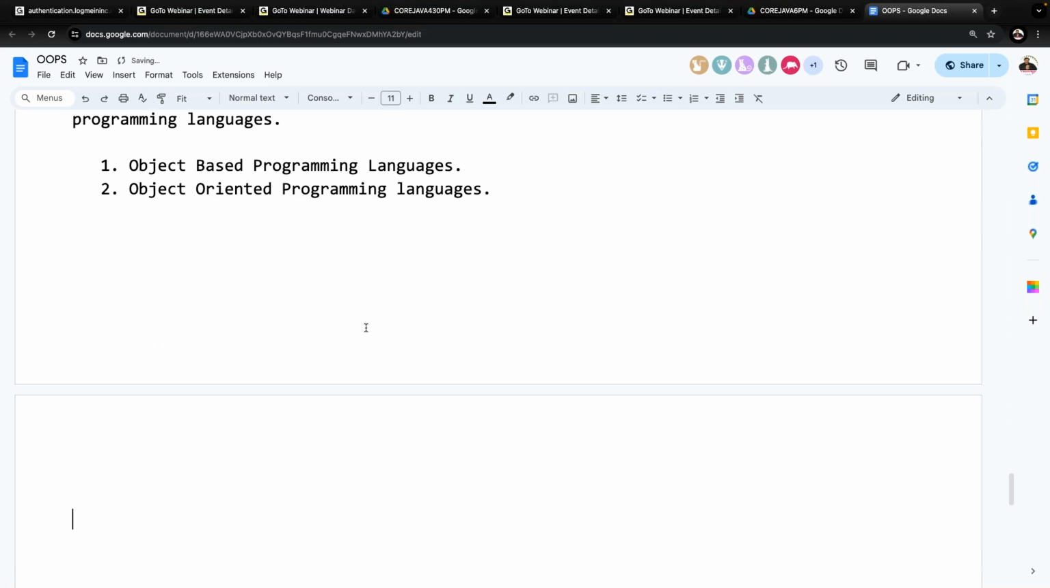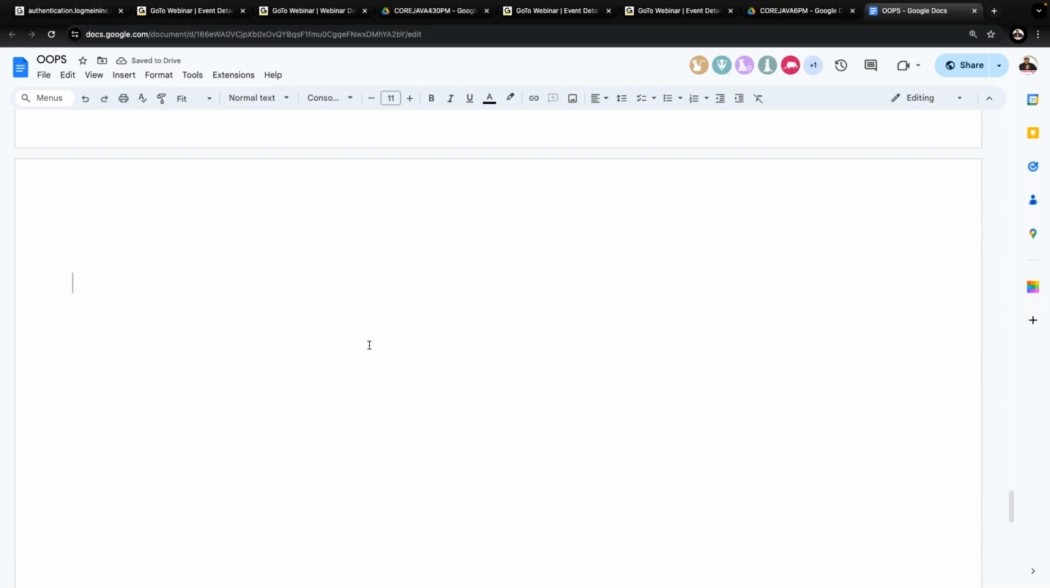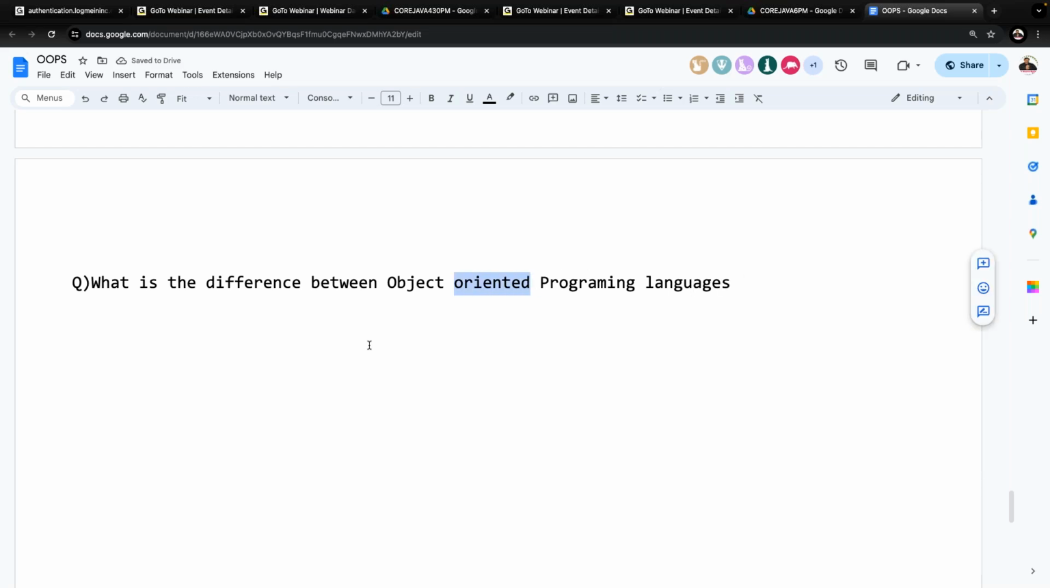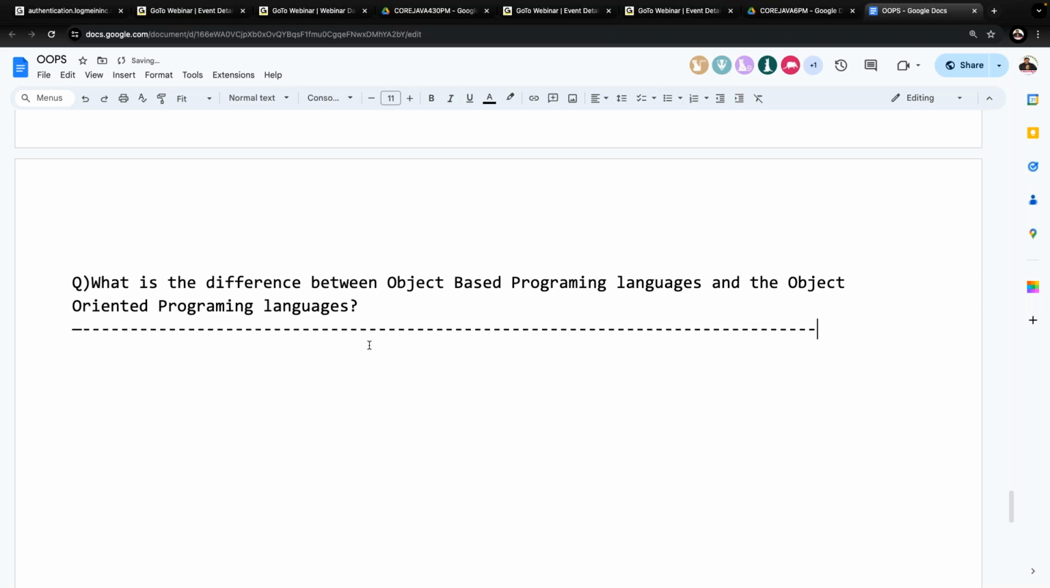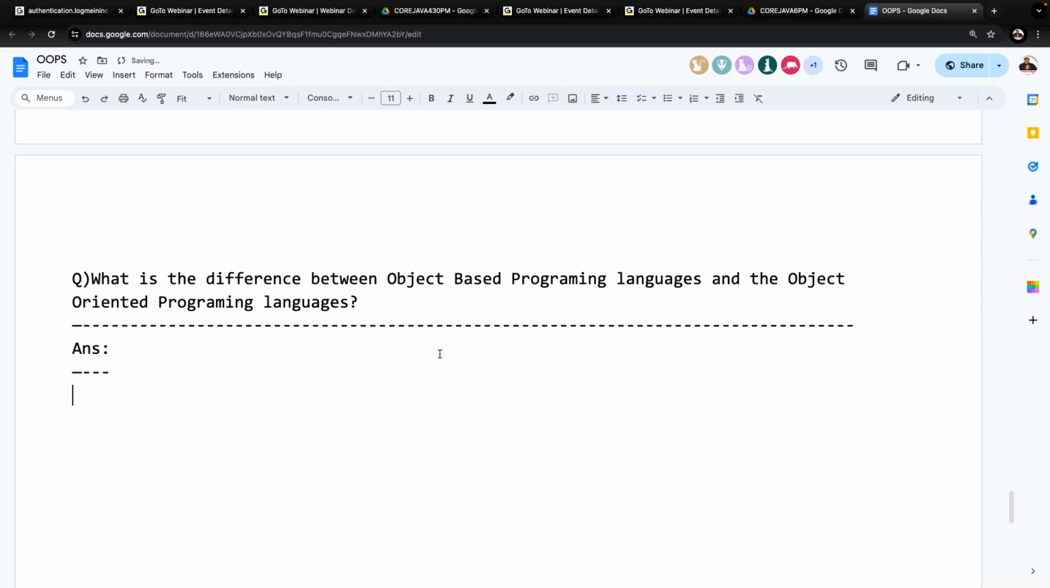Now here we are getting one important interview question. What is that question? What is the difference between object based programming languages and object oriented programming languages? So what are the differences between these two? The answer is very simple. Understand this clearly.